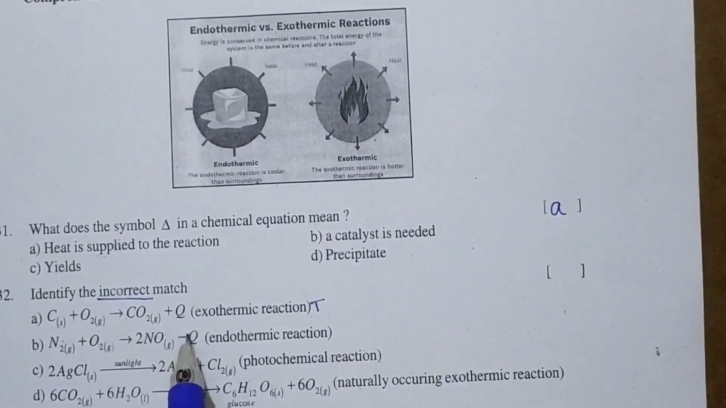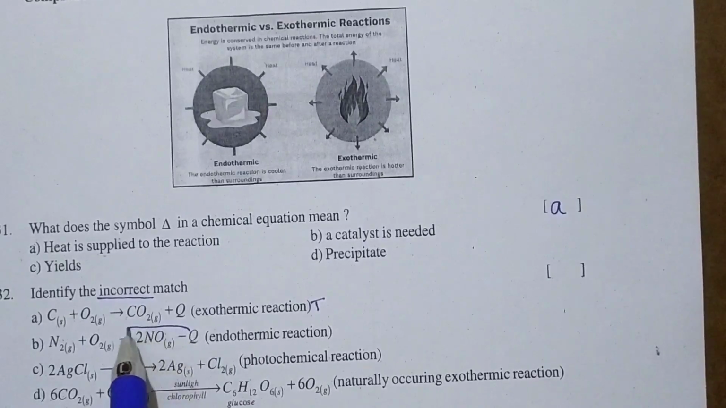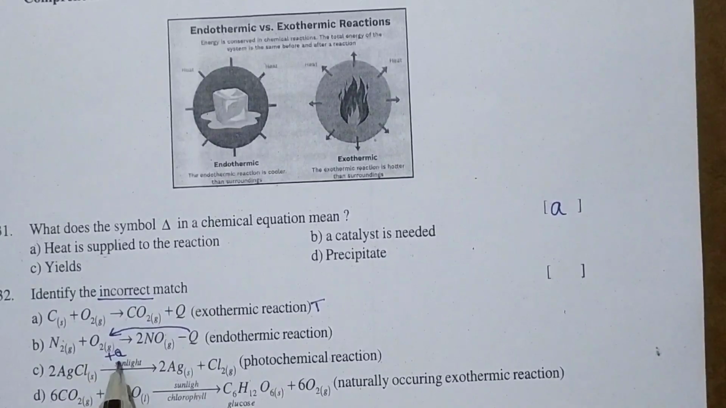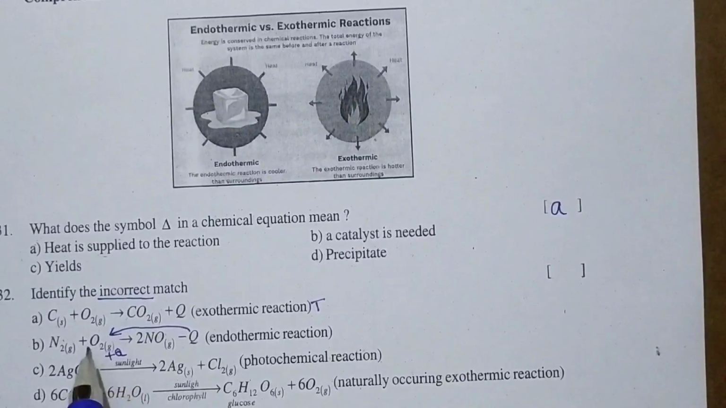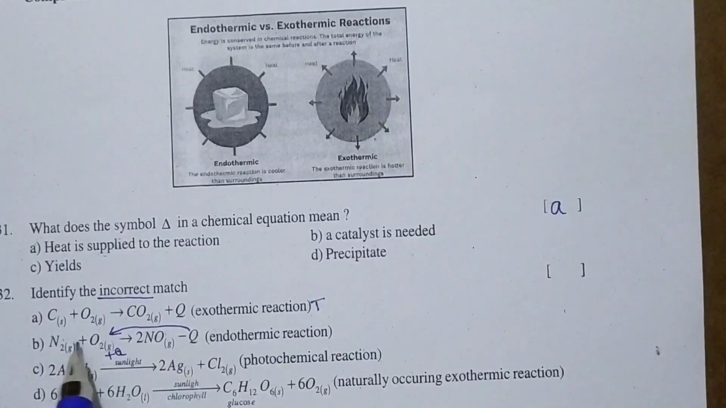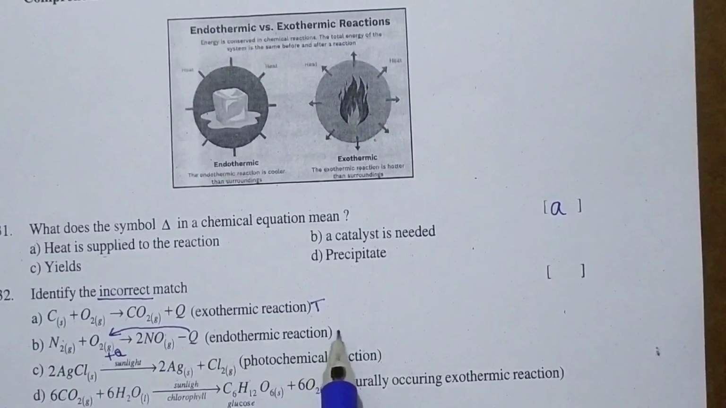Here minus Q. Just for your understanding, if I move the minus Q to this side, it will become plus Q. Means for the reaction, Q for heat. Heat is added. So to get the reaction, heat is supplied. So this reaction has taken heat. It is endothermic. So this is also true.